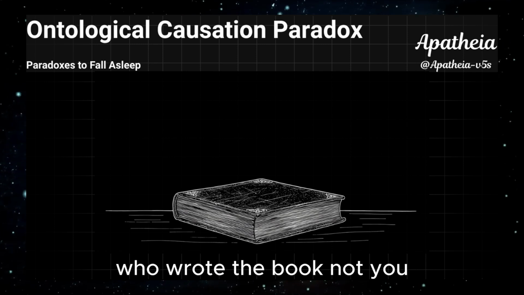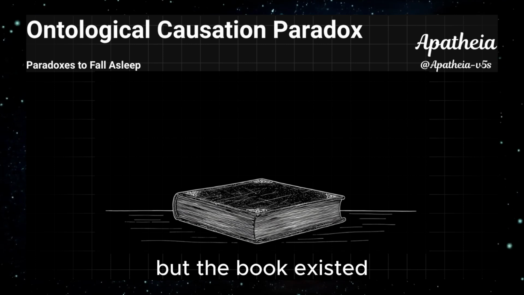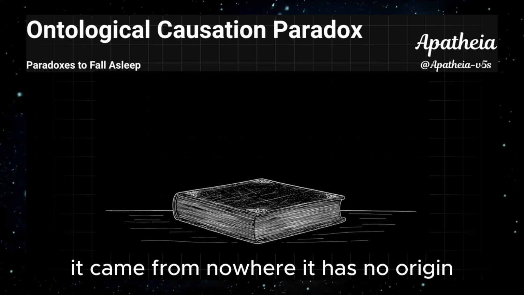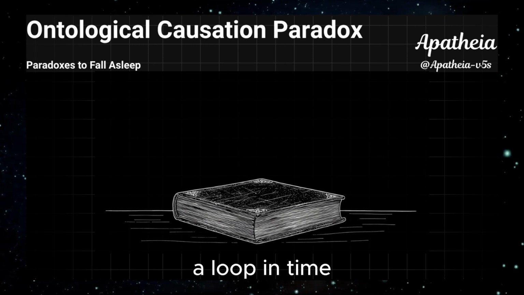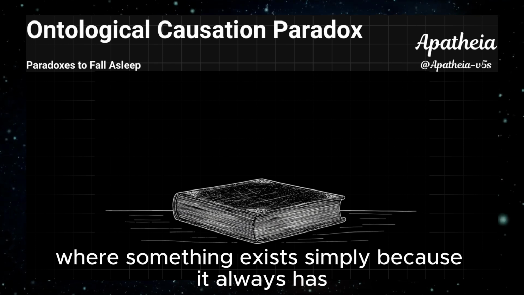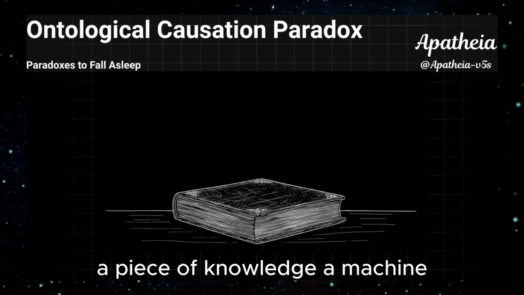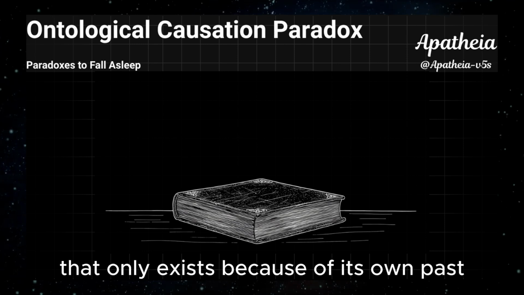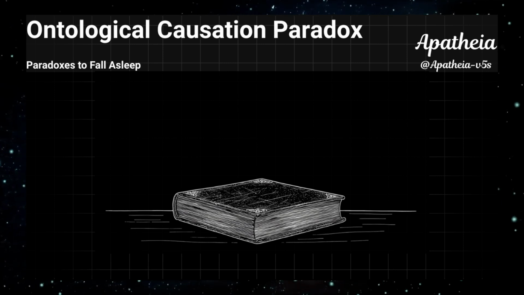Who wrote the book? Not you. Not really. You only copied what you read. But the book existed because you brought it back in time. It came from nowhere. It has no origin. That is the ontological causation paradox, a loop in time where something exists simply because it always has. A book, a piece of knowledge, a machine, or even a person, created by a future that only exists because of its own past. A paradox with no beginning and no end.